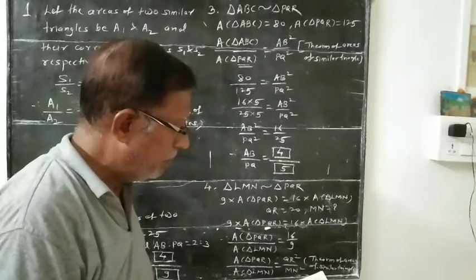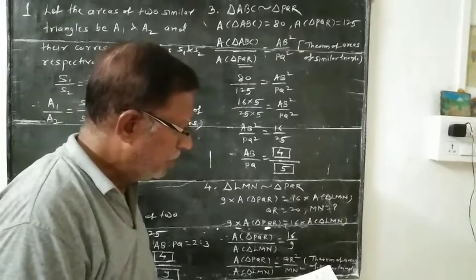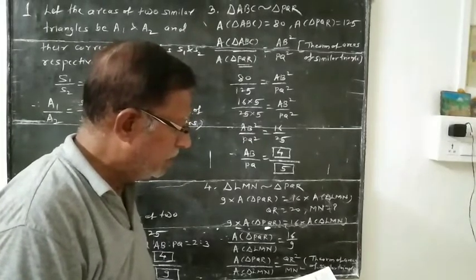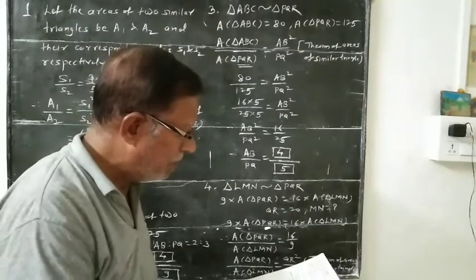By cross multiplication, 4 into area of triangle PQR is equal to 64 into 25. Therefore, area of triangle PQR is 64 into 25 upon 4. Divide 64 by 4, you will get 16. And the product of 16 and 25 is 400. The area of the bigger triangle is 400 square centimeter.